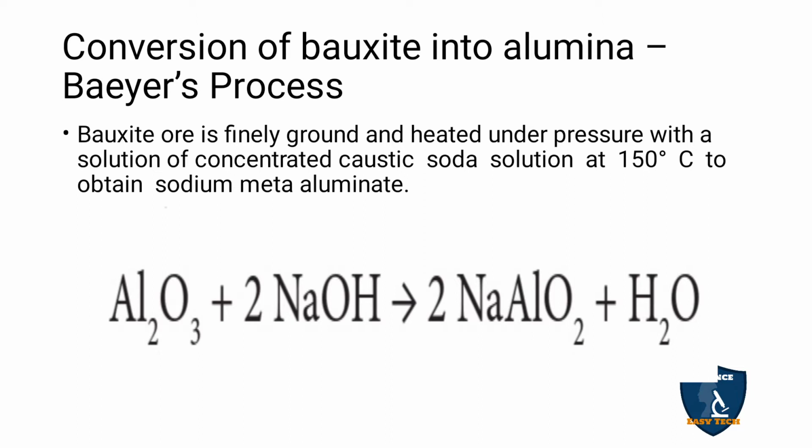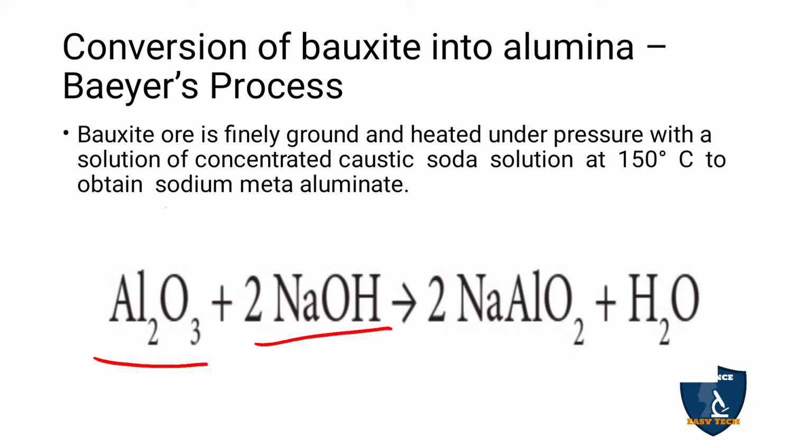Conversion of bauxite into alumina is called Bayer's process. The bauxite ore is finely ground and heated under pressure with a concentrated caustic soda solution at 150 degrees Celsius to obtain sodium meta-aluminate. That means the bauxite ore is made into a powder and heated under pressure with caustic soda, NaOH.